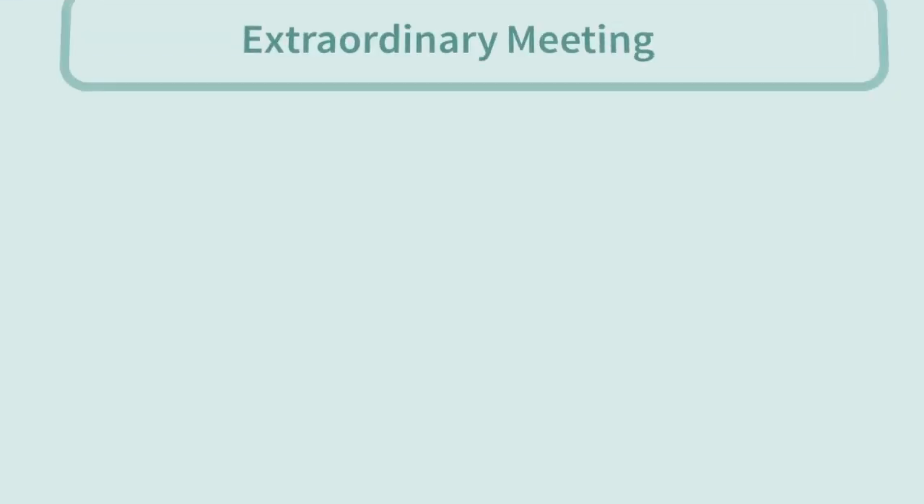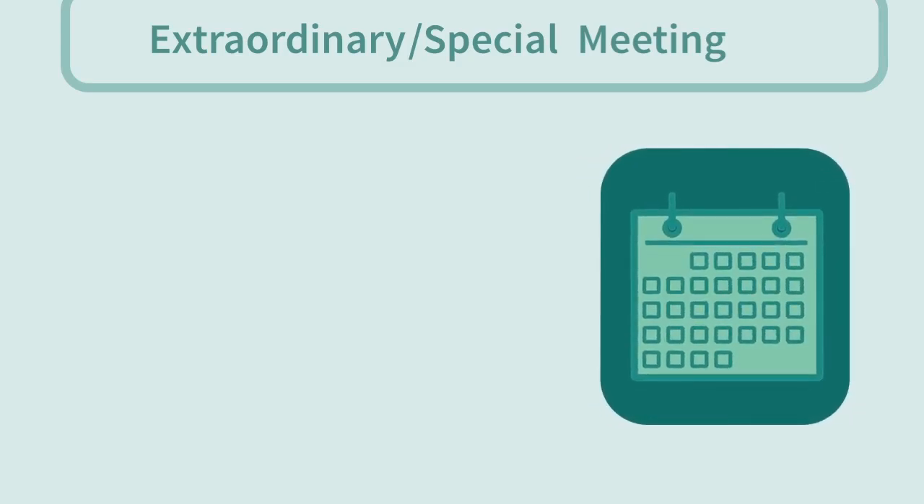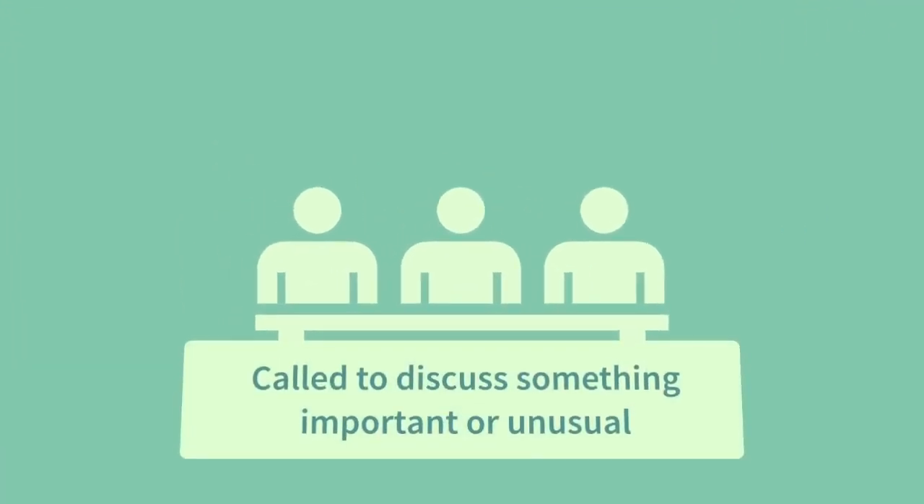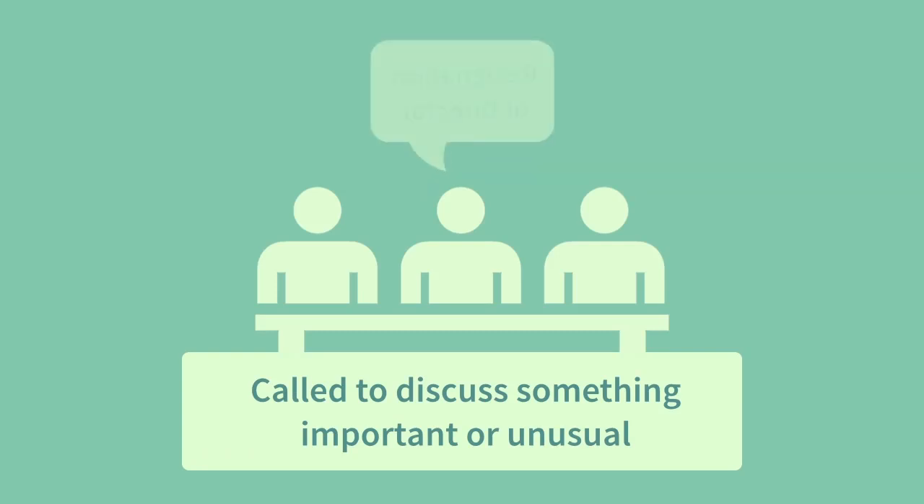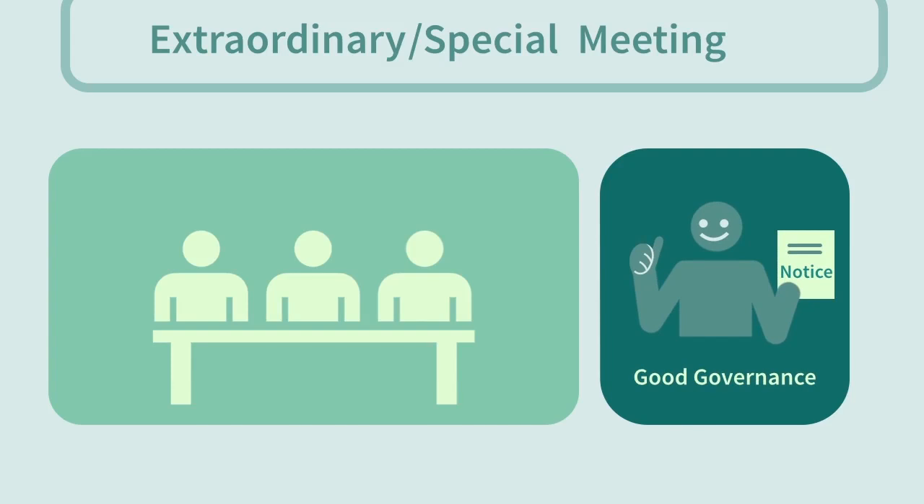Special or extraordinary meetings. A special meeting, sometimes called an extraordinary meeting, can have two meanings. The first meaning is simply a meeting that is outside the regular timetable. This meaning tends to be simply a colloquial term that is used for something out of the ordinary. It is usually called to discuss something important or unusual, for example, the resignation of a director. This type of meeting usually requires no special notice, but it is good governance to advise everyone who is eligible to attend that the meeting is being held and the purpose for it being held outside of the normal timetable. That is the topic of discussion.